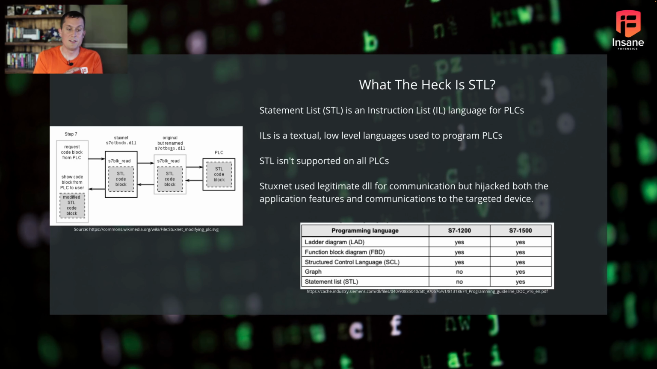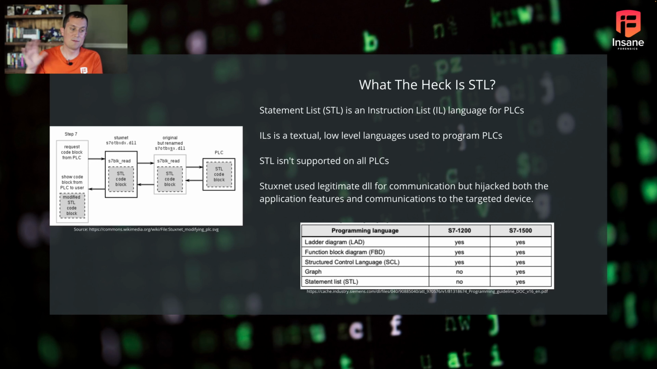So in that slide, you might have seen something called STL. For those that are not aware of industrial devices and languages, STL, or statement list, is a language for programming PLCs. For these Siemens PLCs, there's pretty much 5 languages. You can see the graph at the bottom there. This one's a text-based low-level language used to program PLCs. It's not supported by all. In this case, STL is supported by the Model 1200s, but not the Model 1500s. But this is what Stuxnet used within the legitimate DLL for communications.